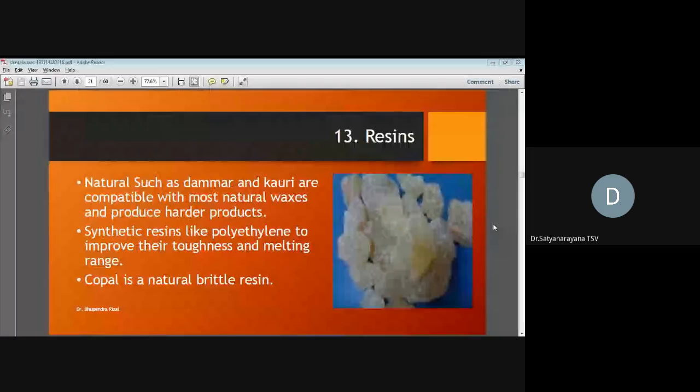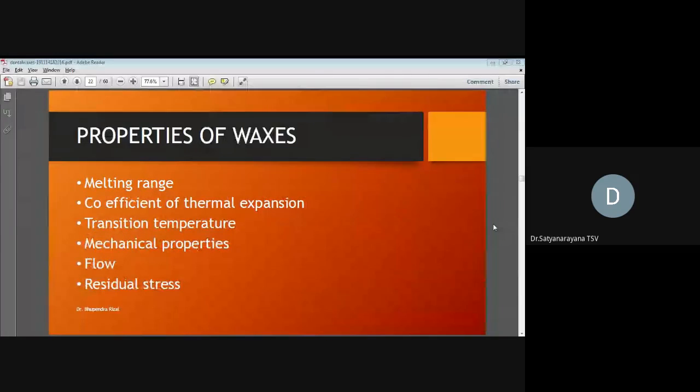Next comes your resins. Natural resins such as dammar and kauri are compatible with most natural waxes and produce harder products. Synthetic resins like polyethylene are added to improve their toughness and melting range. Copal is a natural brittle resin. So what are the properties? With that, we are going to complete the classification of waxes and the different waxes that are available, natural and synthetic. Okay.